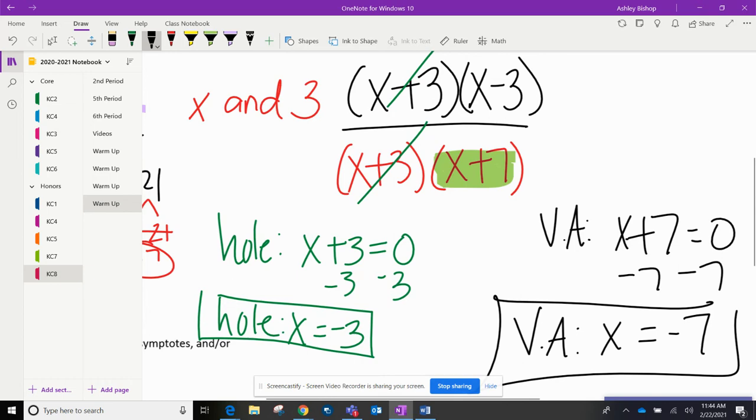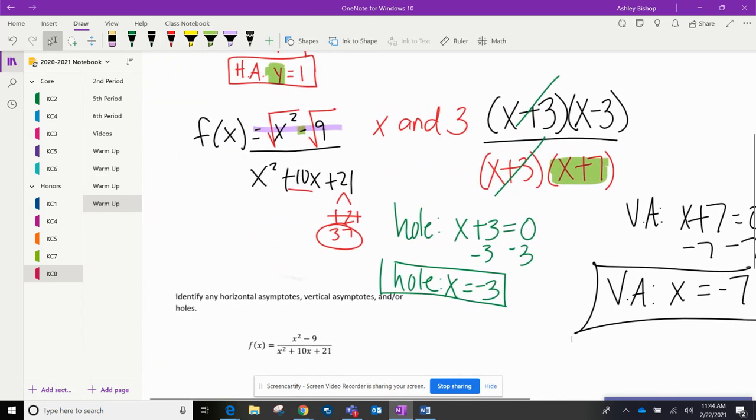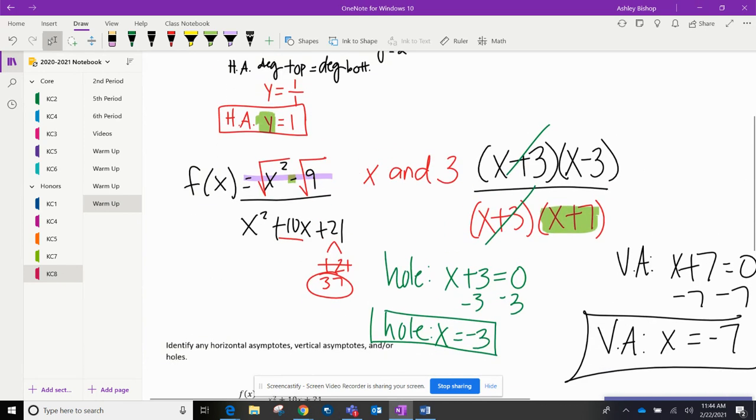All right, so I have a vertical asymptote at x equals negative 7, a hole at x equals negative 3, and a horizontal asymptote at x equals 1.